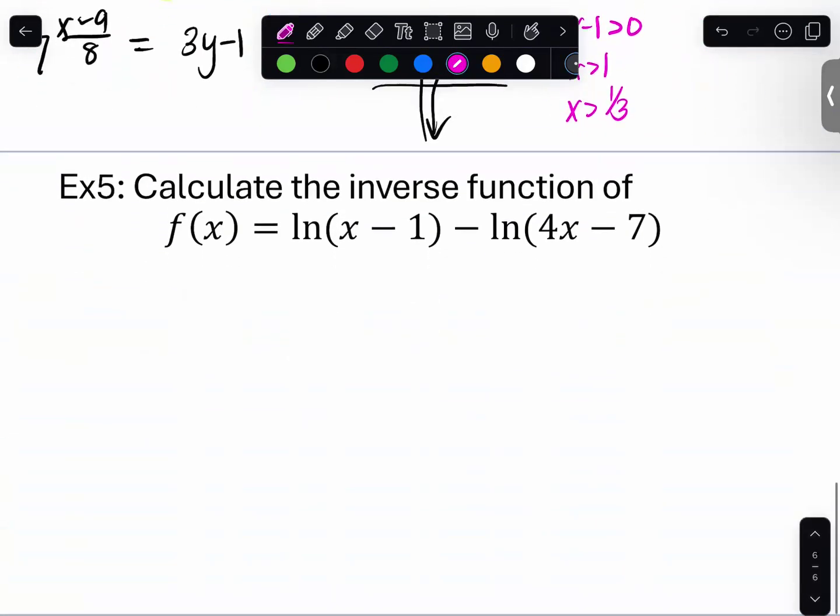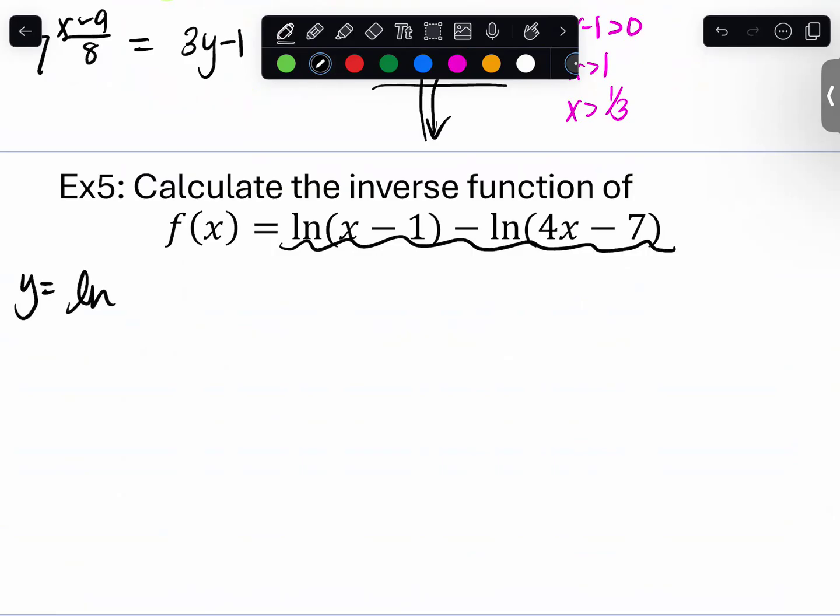Last example here, calculate the inverse function. What I'm going to do is combine these into a single logarithm. That way I can use e to a power to get rid of them, because remember those are both log base e's. So this is really y equals, and then I notice I have subtraction between logarithms. That's division inside of a logarithm. So this is x minus 1 divided by 4x minus 7.